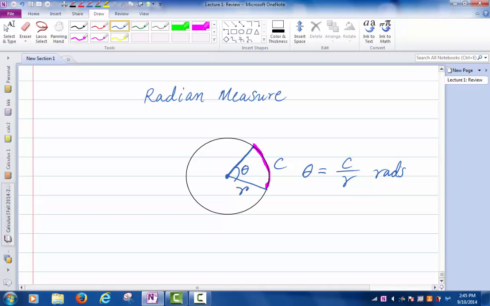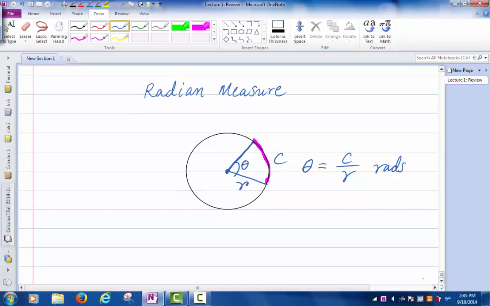Now, what's the conversion formula for the two measures? Well, what is one complete revolution in radian measure? 2 pi, right? Because when theta is one complete revolution, then what is the value of the arc c? 2 pi r, right? That's the length of the circle. So you divide that by r, 2 pi r divided by r, that's 2 pi. So the radian measure of one complete revolution is 2 pi radians, right?